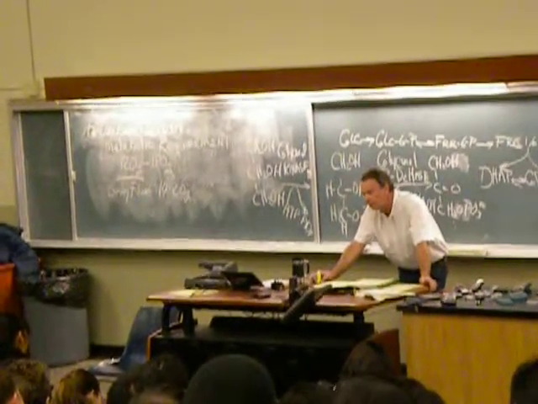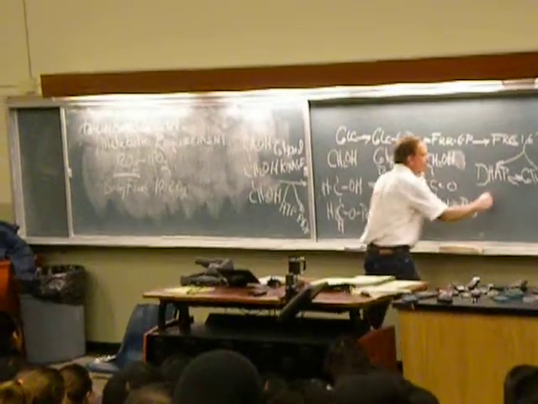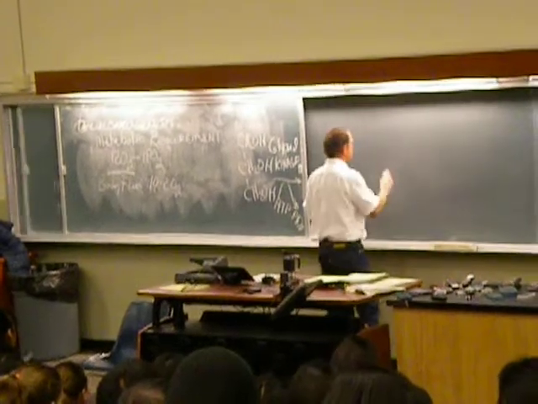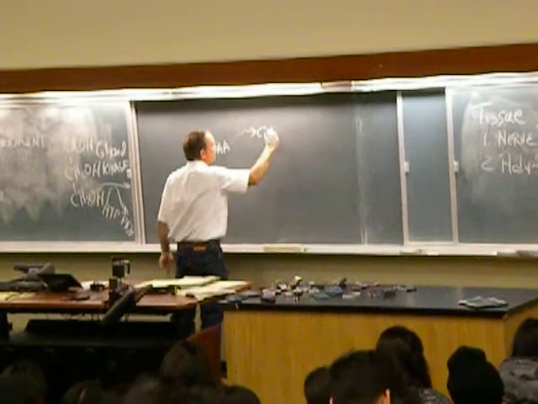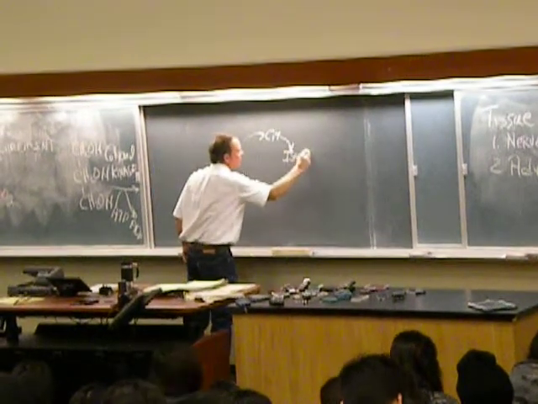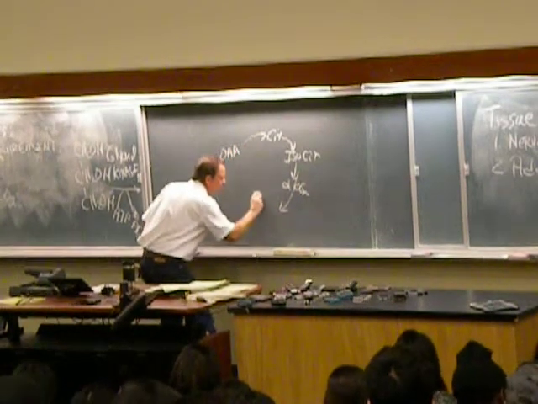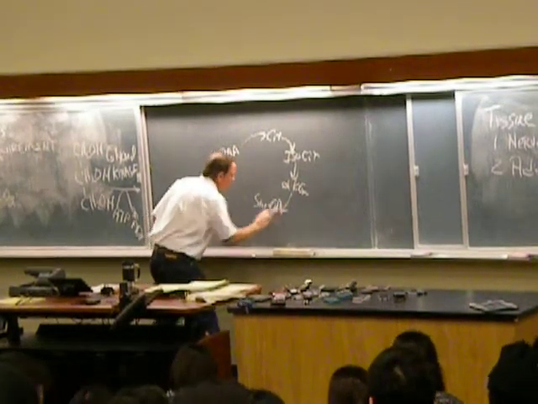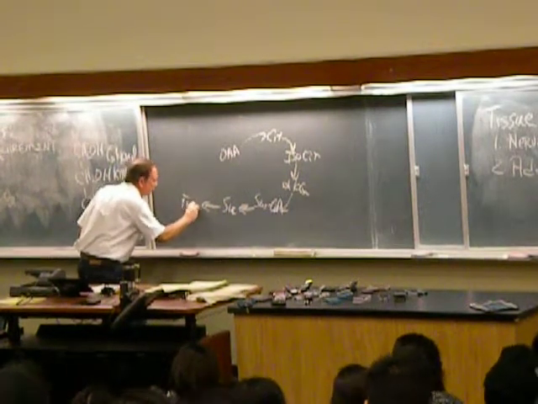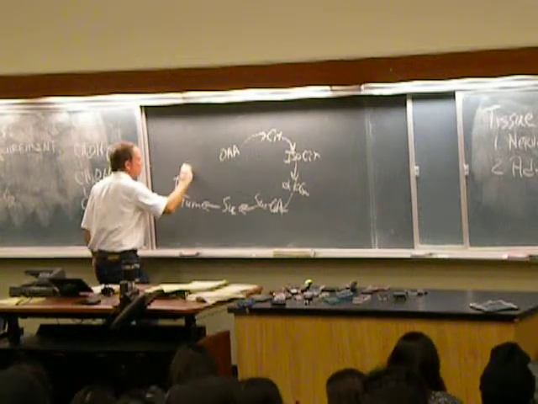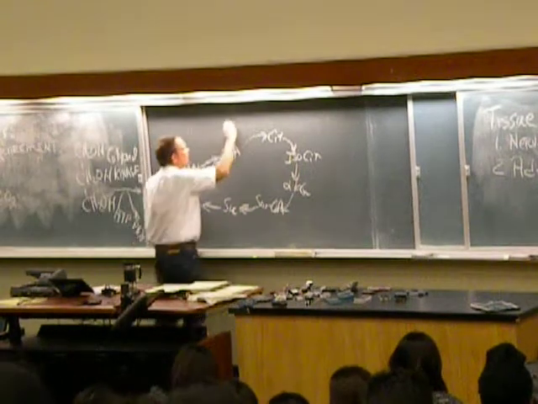TCA cycle. In that TCA cycle, we went around to citrate, isocitrate, alpha-ketoglutarate, succinyl-CoA, succinate, fumarate, malate, back to OAA. And we did this by dumping in acetyl-CoA.